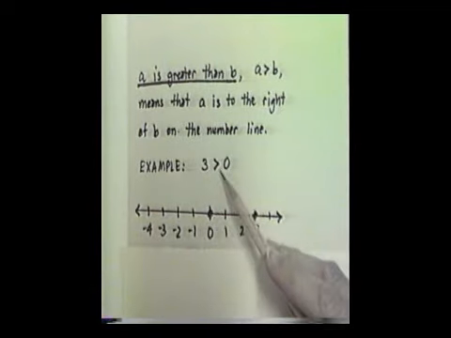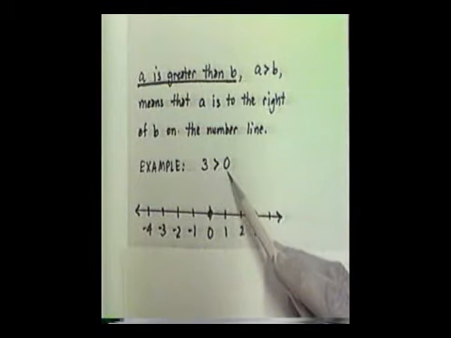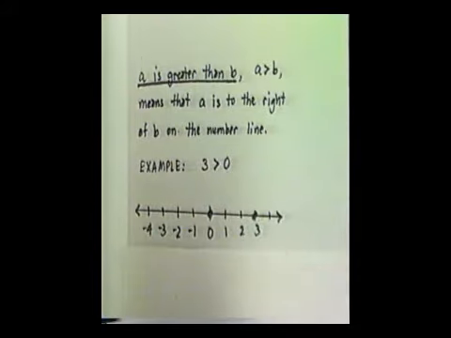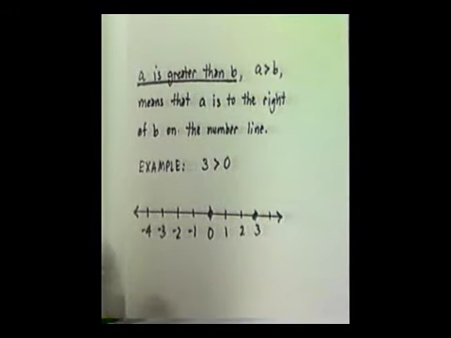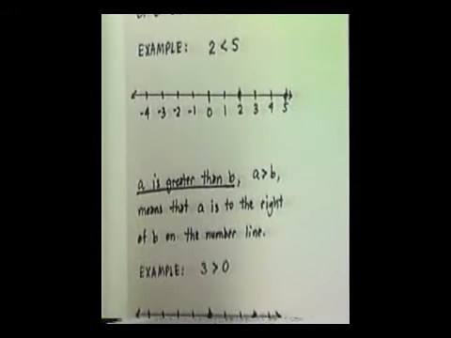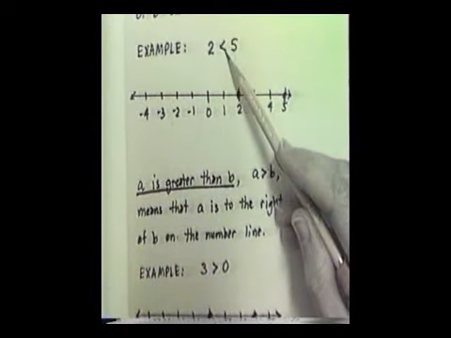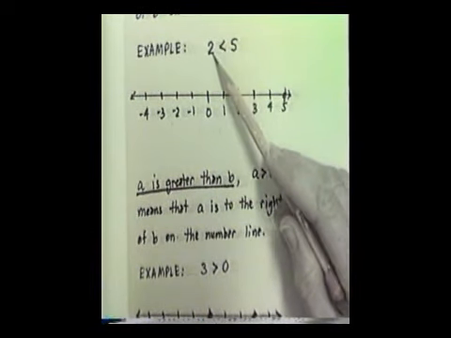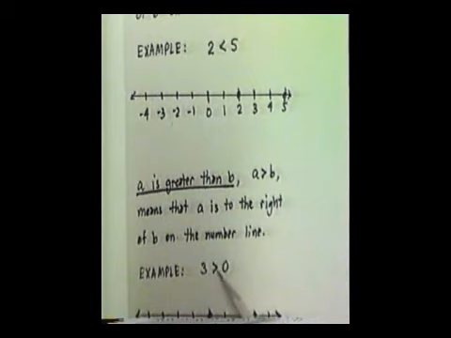Notice that in the greater than symbol, the arrow points toward the lesser value. That means that in each case, the arrow points toward the lesser value. 2 is less than 5, the arrow points toward the little guy. 3 is greater than 0, the arrow points toward the little guy. Let's try some other examples.